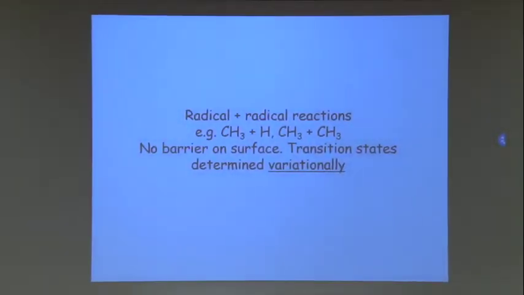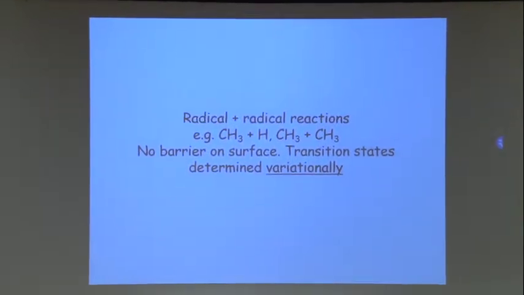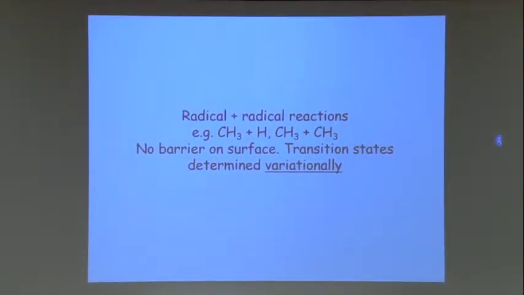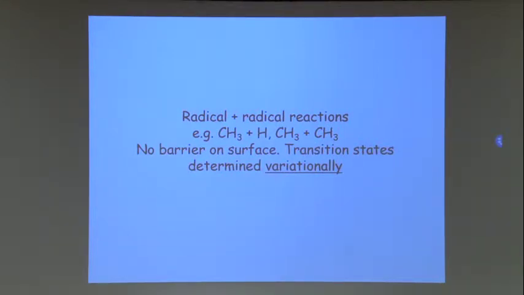Okay, let's now have a look at radical-radical reactions. So those were all reactions occurring over a barrier. Radical-radical reactions, many of them do not have barriers. And so we have to worry about new things in order to determine just where the transition state is. And the calculations are done what's called variationally.